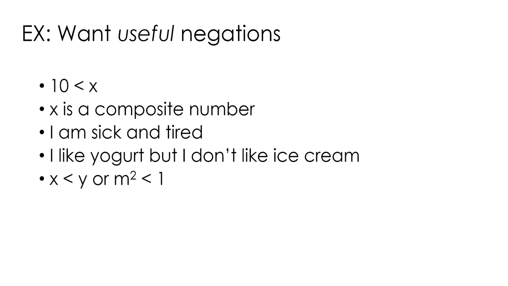Here's a more mathy one. The negation of x is less than y would be x is greater than or equal to y. And the negation of m squared is less than 1 would be m squared is greater than or equal to 1. And since we're negating an or, we need to change it to an and. So the negation, x is greater than or equal to y, and m squared is greater than or equal to 1.